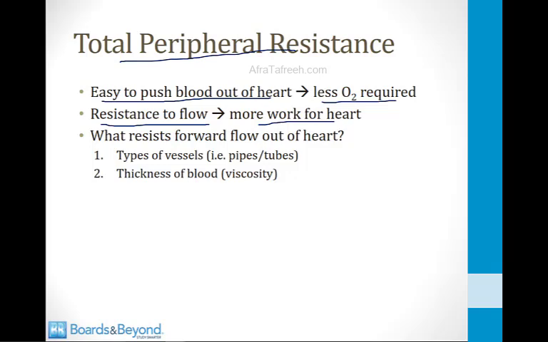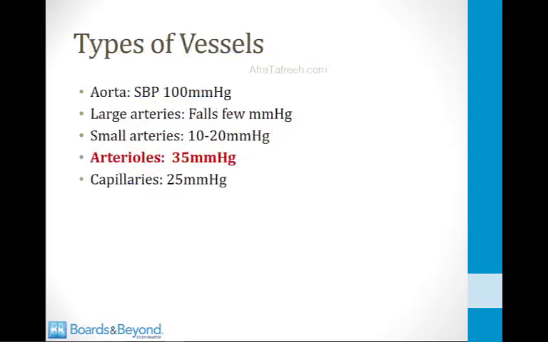So what are the things in the body that affect the total peripheral resistance? In other words, what makes it harder for blood to flow out of the heart and through the body? Well, the first thing is the types of vessels, the pipes and tubes. The second thing is the thickness of blood, and this is called the blood viscosity. So there are many different types of vessels in the human body. Some of them have a very high resistance to blood flow and others have a very low resistance to blood flow.